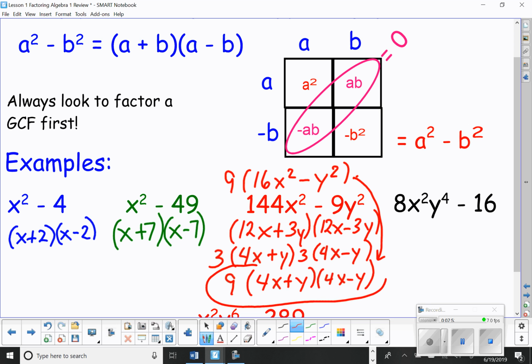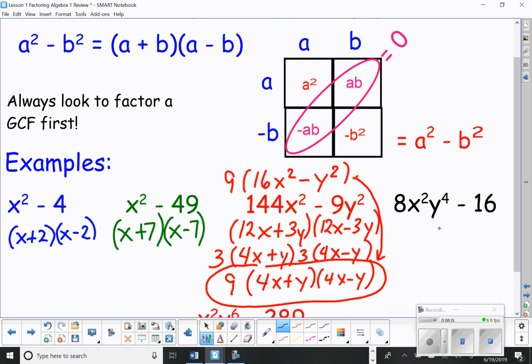This is completely factored. Yes, you must factor completely. That means greatest common factor and difference of squares. Both have to be done. Okay, let's look at this next one.